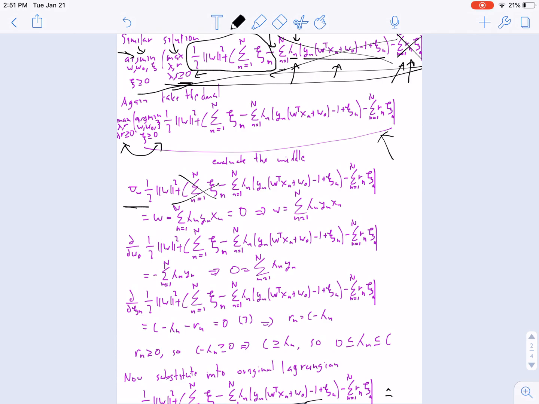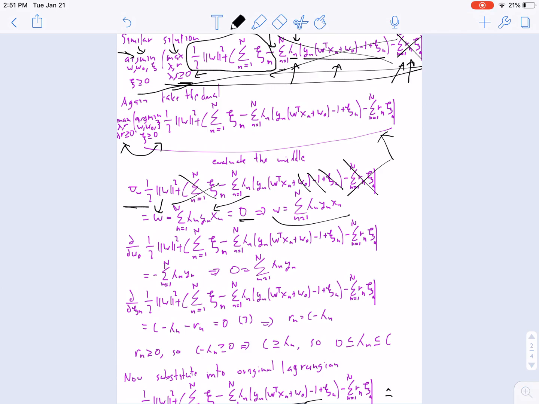So that has no w dependence. This has no w dependence. This has no w dependence. That has no w dependence. Neither does the last term. And so we're actually left with the same gradient as from the hard margin classifier. This first term just is w. This second term is the sum over all data points of lambda n, y n, x n. That's equal to 0. And then we can solve for w right here.